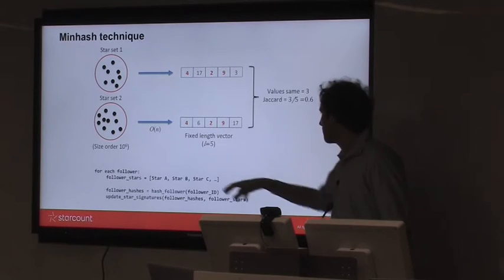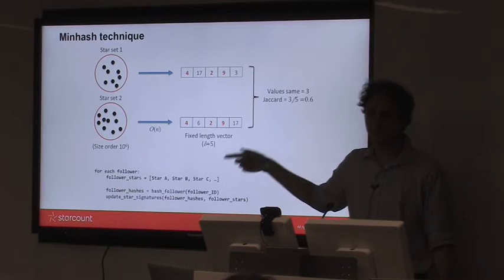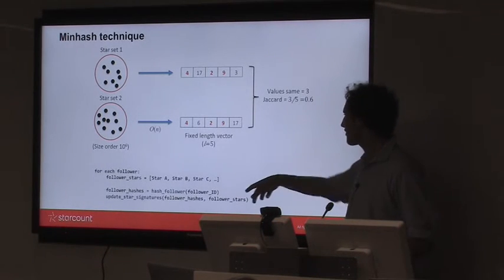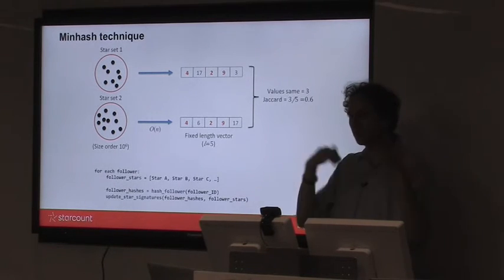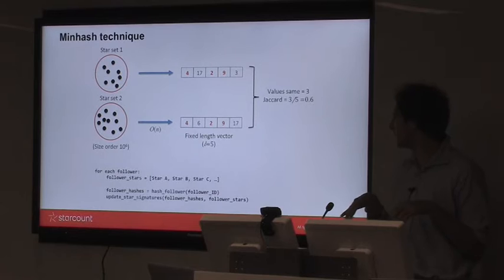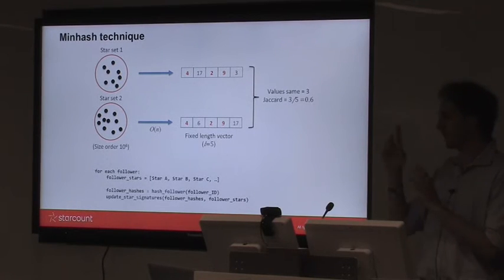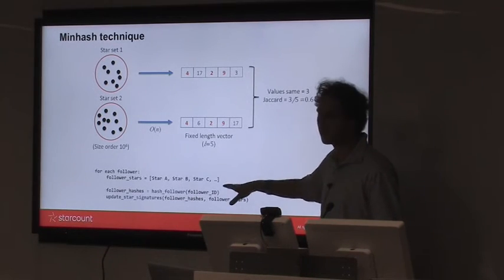So for each of the users on the network, we basically need to collect all the stars that person follows. We then hash, in some sort of way, the follower ID. And then these two pieces of information we feed into this function called update star signatures, which somehow creates these star signatures once we've done it for all the fans. So this is the number crunching bit that we do.